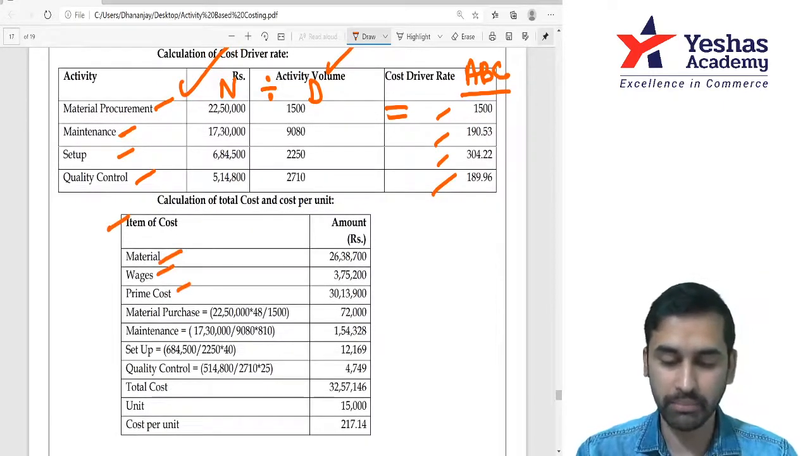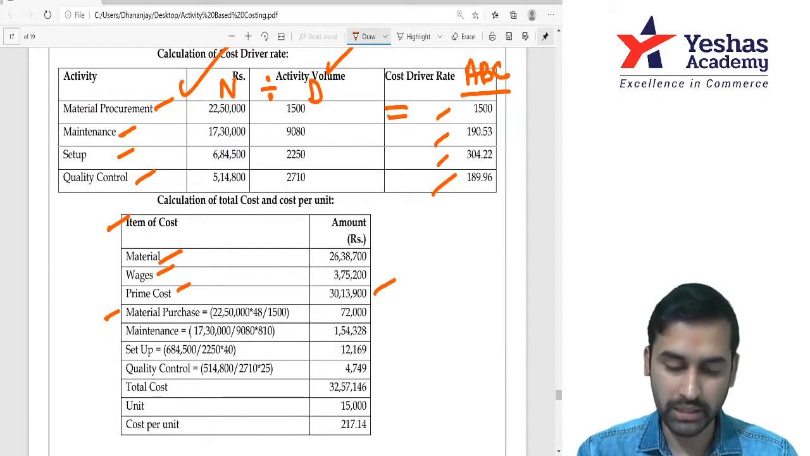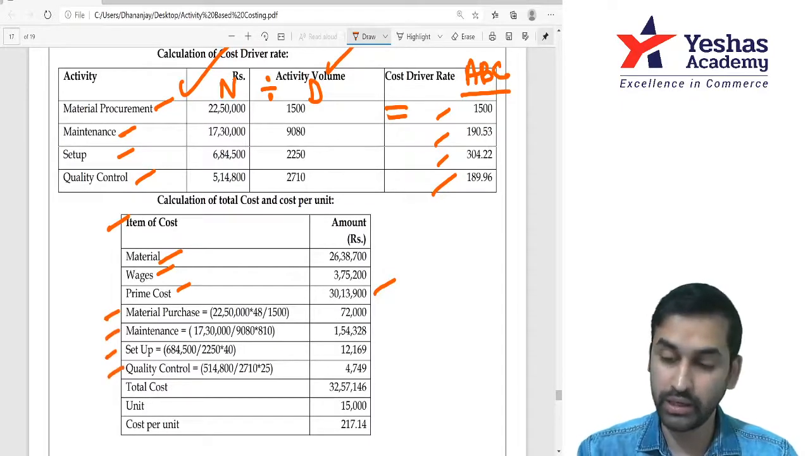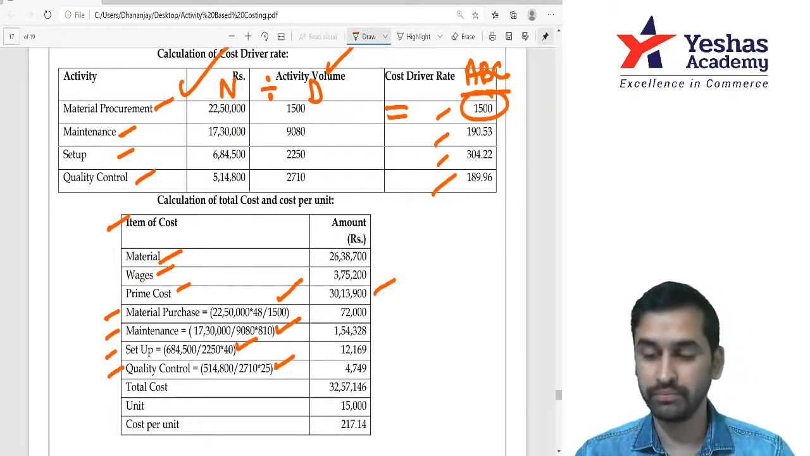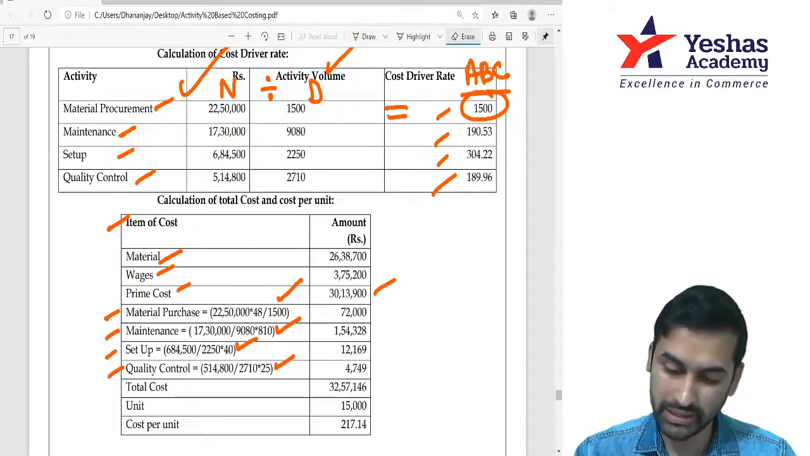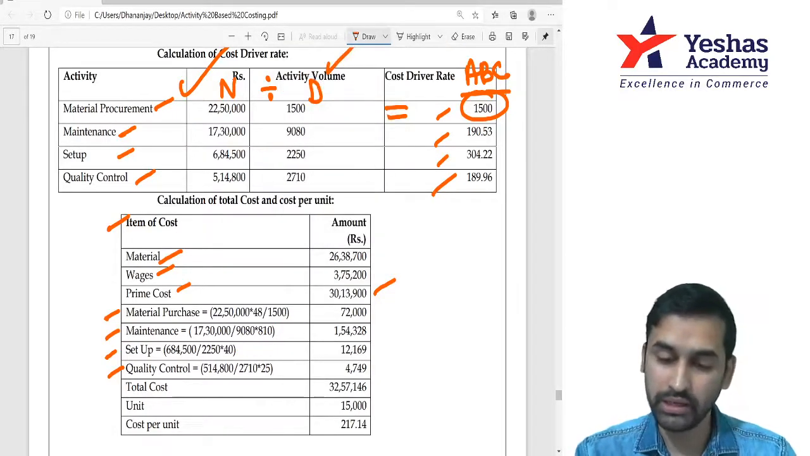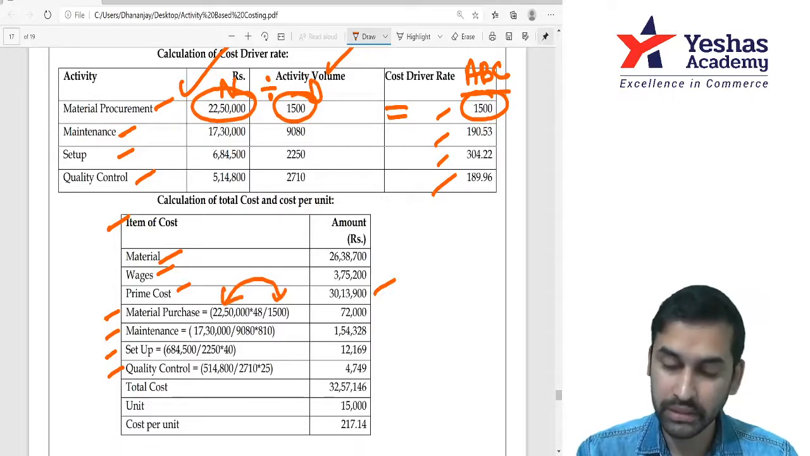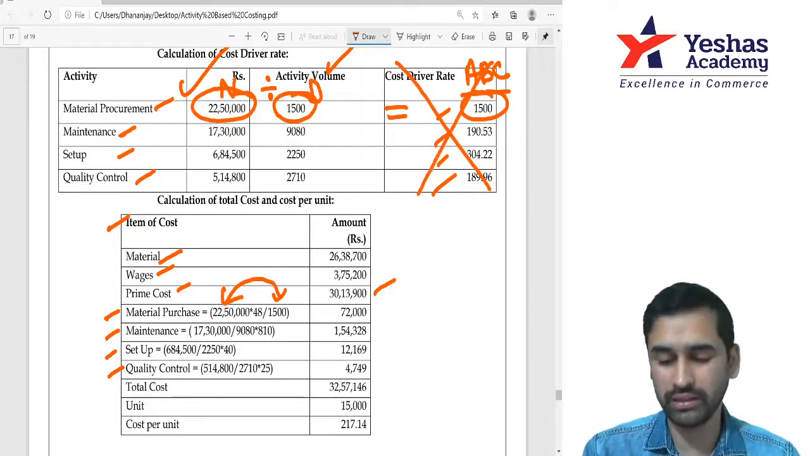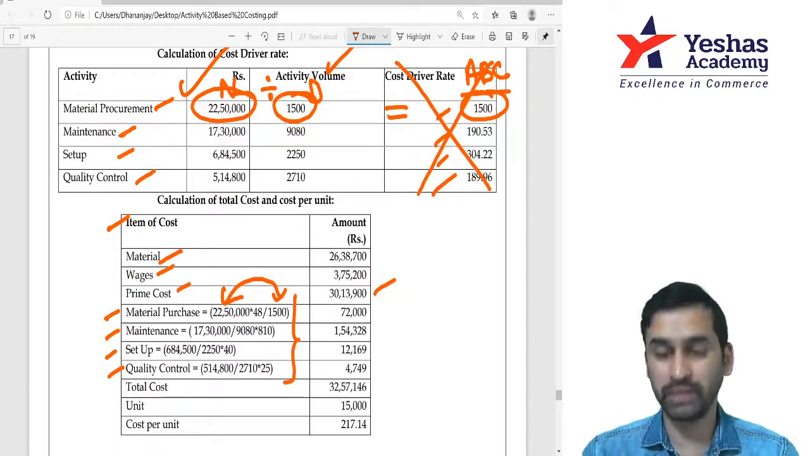Material and labor will be the same up to prime cost. Purchase, maintenance, setup and quality control. You observe 1500 is here, 810, 40 and 25. Sorry, I think this is something additional they have done. I don't think this extra working note is needed. You see here, 22,50,000 by 1500. They are doing it again. That means this is not needed. I don't think this kind of presentation is required.